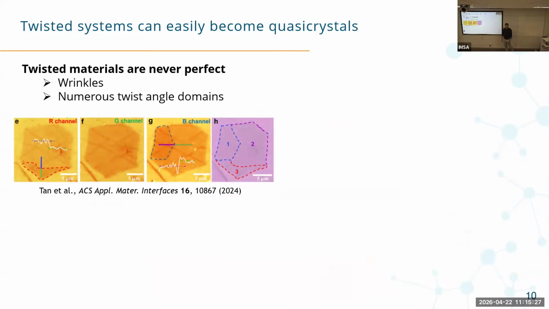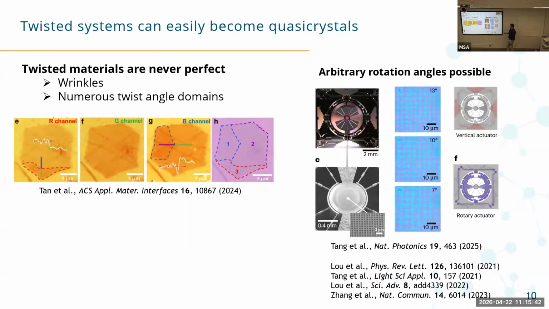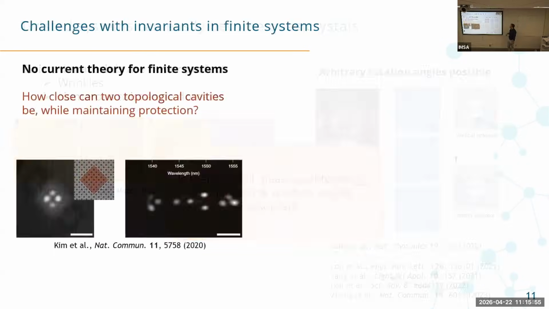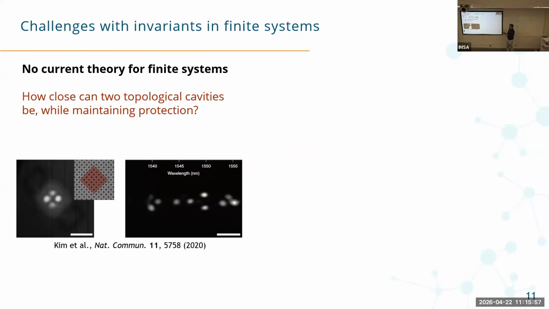Twisted systems can easily become quasicrystals. They also have all sorts of domains in them. So this is some mapping of different domains in stacked bilayer materials. And you can see these are always heterostructured materials. The same problem is true in photonics. You can make arbitrary twist angles in these systems. So we really want a local measure of topology for rotation angles, even when they produce commensurate twists. There is no current theory for finite systems.